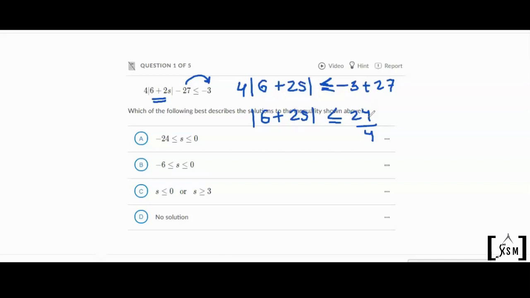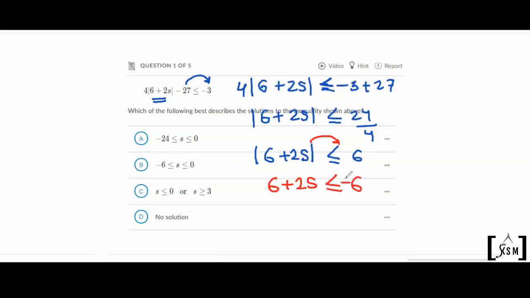And this is absolute value 6 plus 2s. Now guys, please understand, we have to remove the absolute value. When we remove absolute value, the other side becomes positive negative. So please have a look very carefully. 6 plus 2s, this absolute value I am bringing to the other side, will become plus minus. So first I am writing about plus.